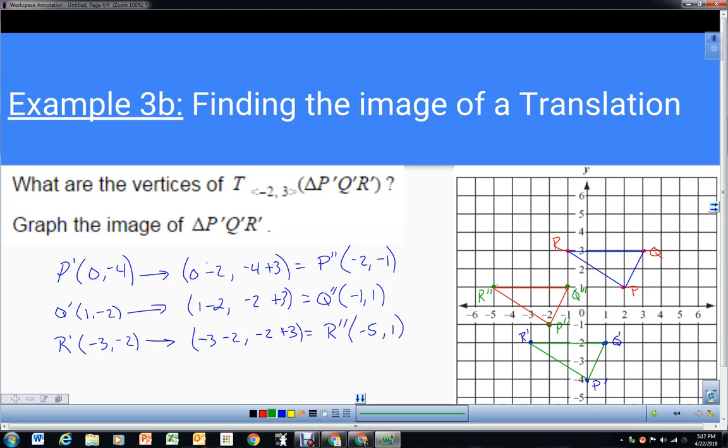So we graph our 3 new points. P double prime is at (-2, -1). Q double prime is at (-1, 1). And R double prime is going to be at (-5, 1). So this is a transformation. This is actually a composition of transformations because we've done 2 different transformations. We've slid it down to this position, then we've slid it to this one.